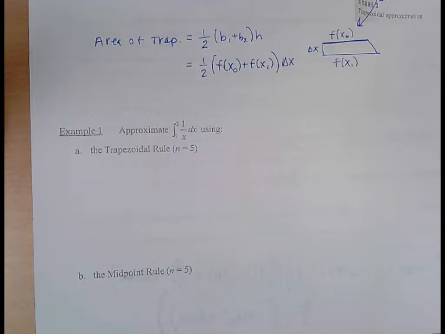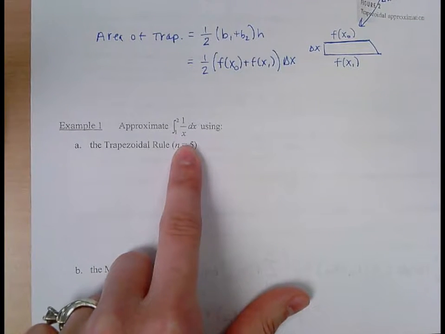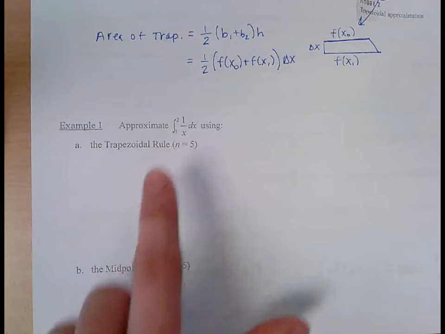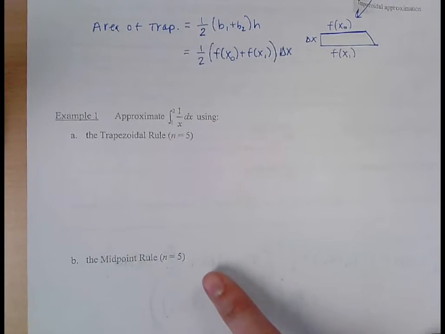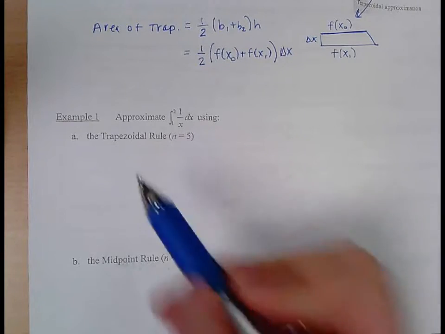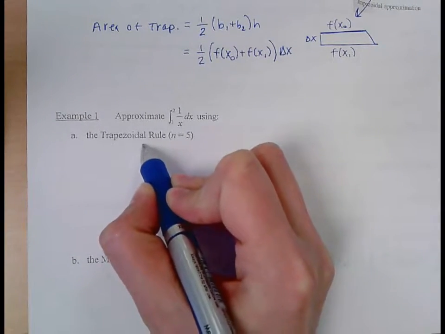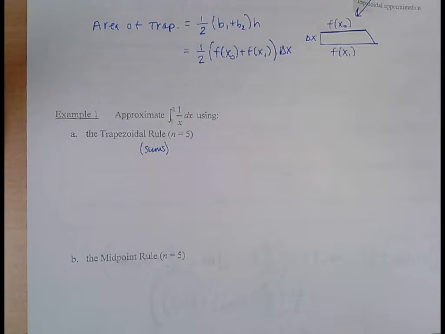I purposely put an integral here that we could find the exact value of, because I also want to talk to you about error. So here's an integral we are going to approximate using both the trapezoidal rule and the midpoint rule. Trapezoidal rule is sometimes also phrased as trapezoidal sums. If you see trapezoidal sums, it means the same thing.